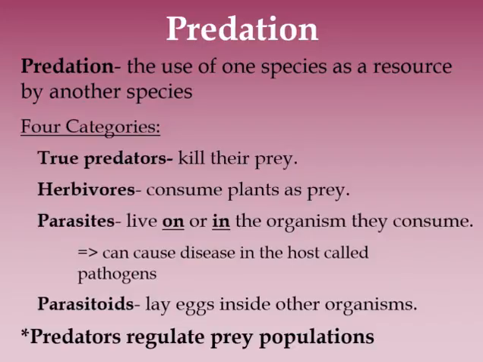The other 2 types of predators are parasites and parasitoids. Parasites are species that live on or in other species, such as heartworm or fleas. And a parasitoid is a species that lays its eggs in another species. There are several species of wasps and spiders that will do this, as well as other insects. So kind of gross, but it occurs.